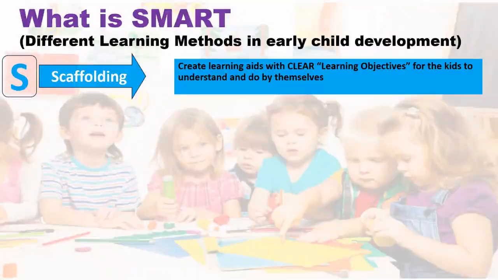And under this scaffolding learning, we preschool educators create the learning objective very, very clearly. And we ensure that the children do all the activities by themselves, gradually reducing their dependency on the teacher. And this scaffolding technique ensures that children do everything on their own, and a child will be able to do any task provided the child's understanding and vision about the task is very, very clear.